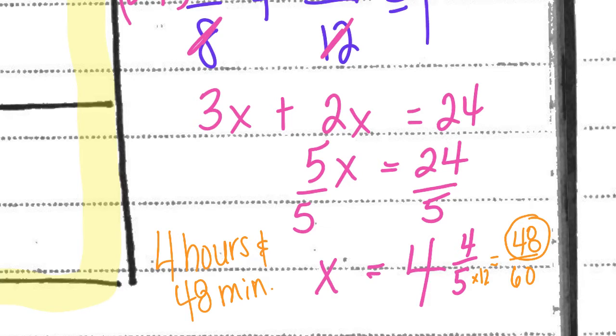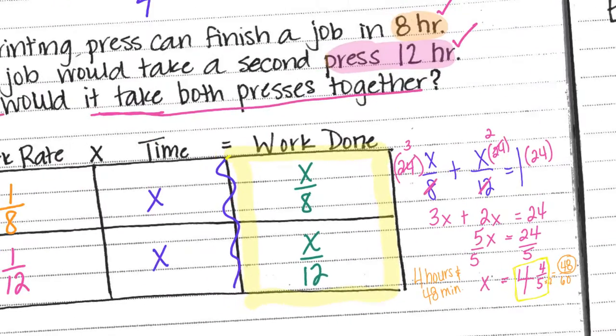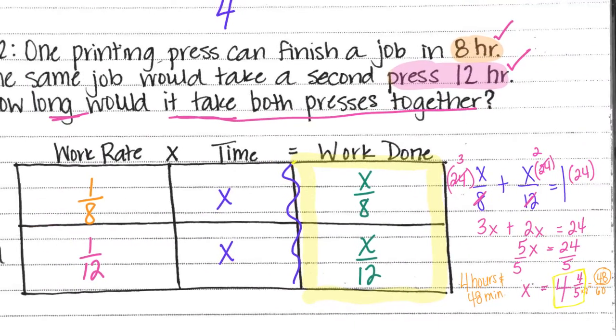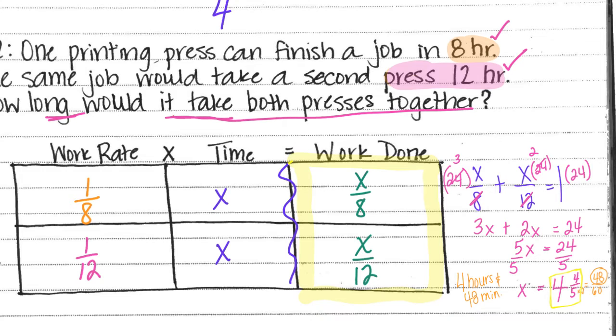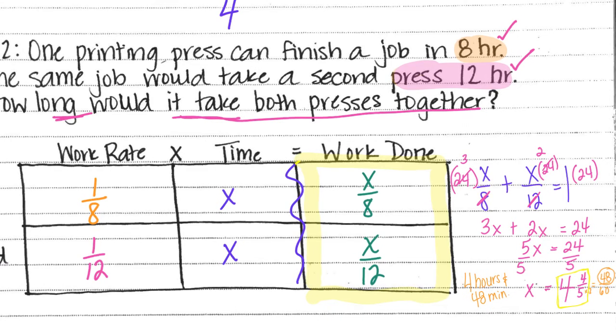Now, if you put your answer as 4 4/5, would you get it wrong? I don't think you would get it wrong, but just be aware that sometimes they're going to show it as 4 hours and 48 minutes. So if it was multiple choice, you'd want to be aware of that. All right, so let's see if we answered the question. It said, how long would it take for both presses to work together? Our answer is 4 hours and 48 minutes.